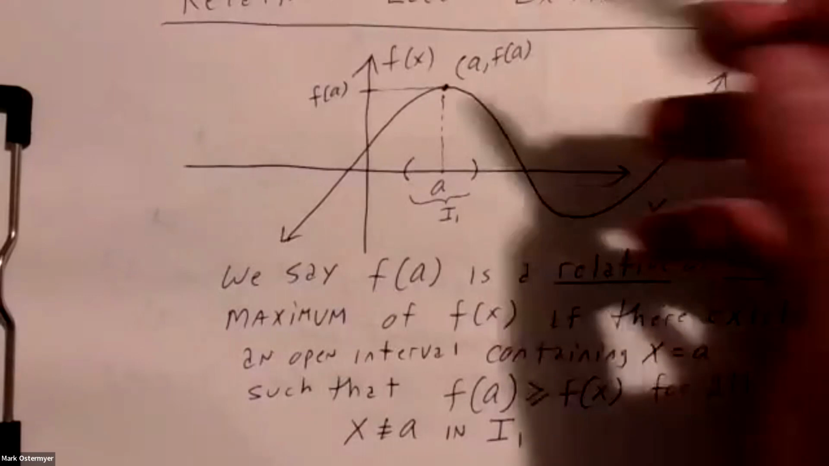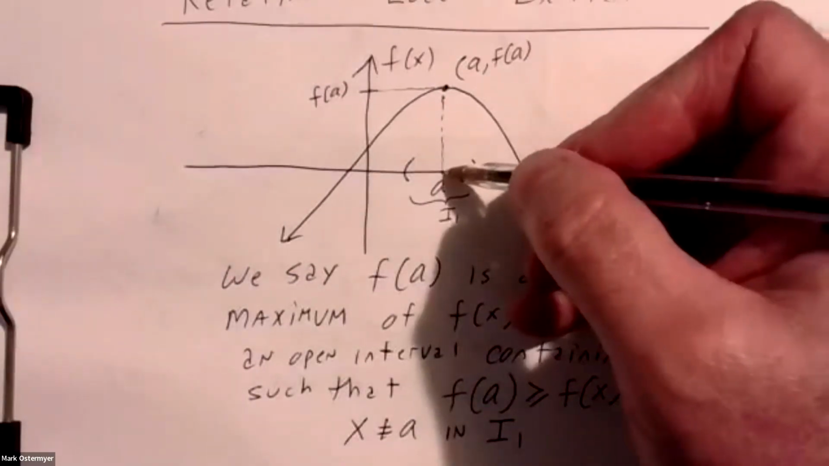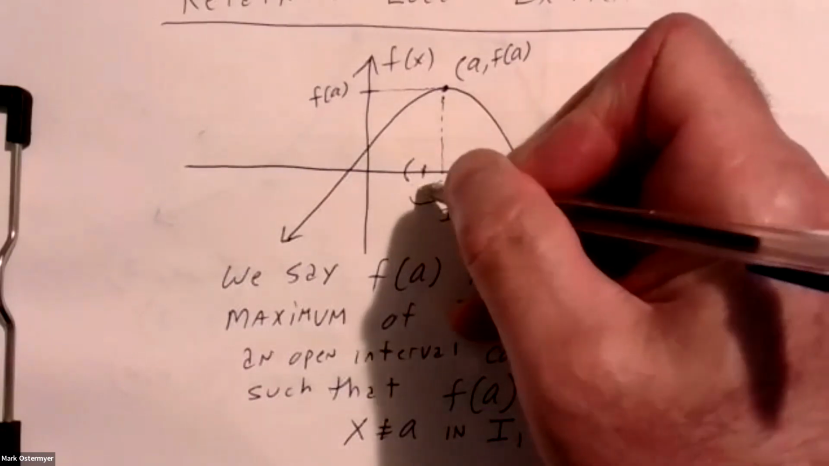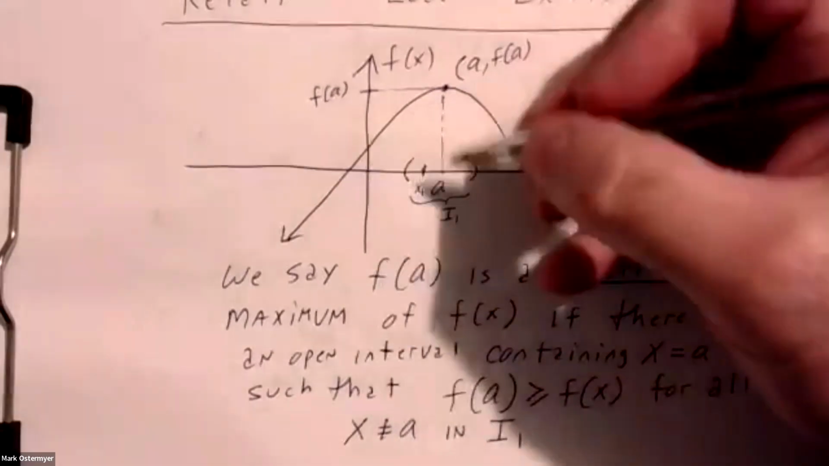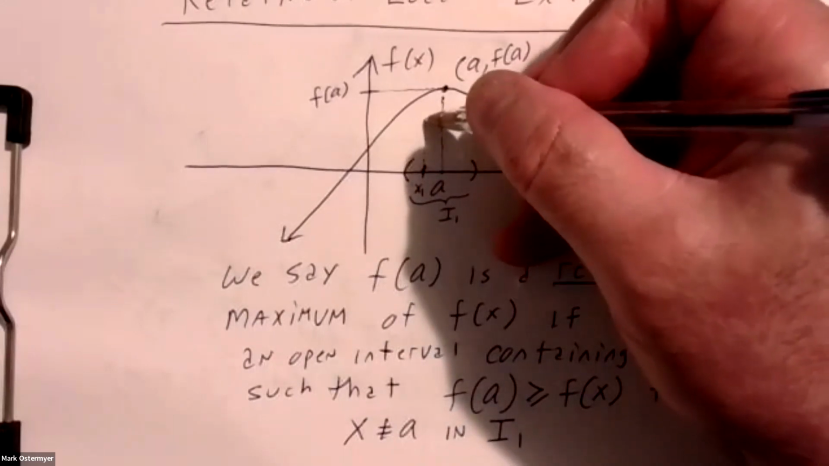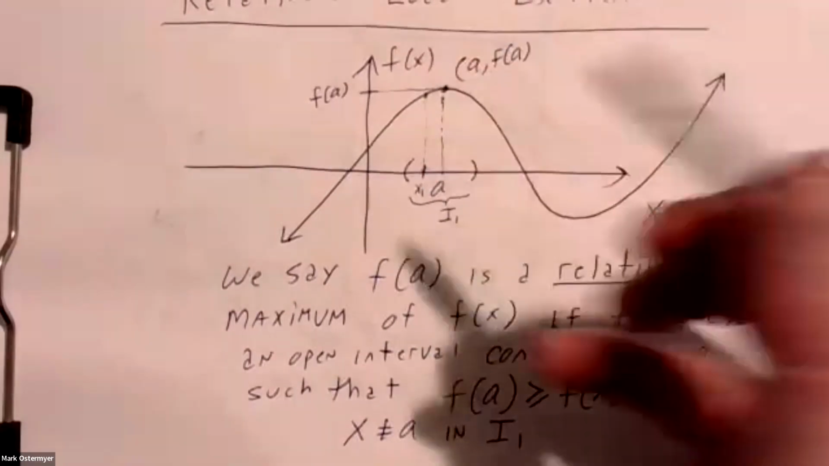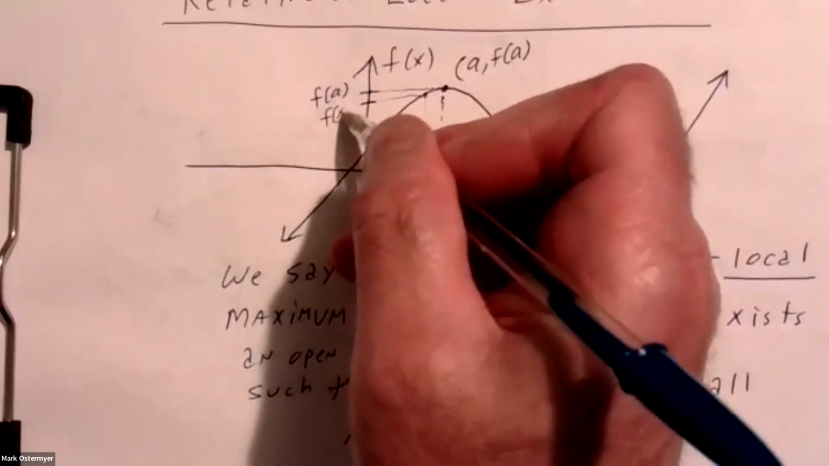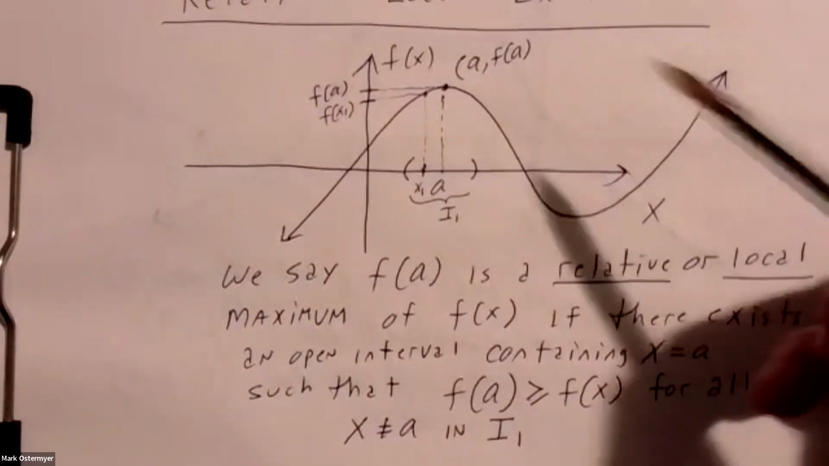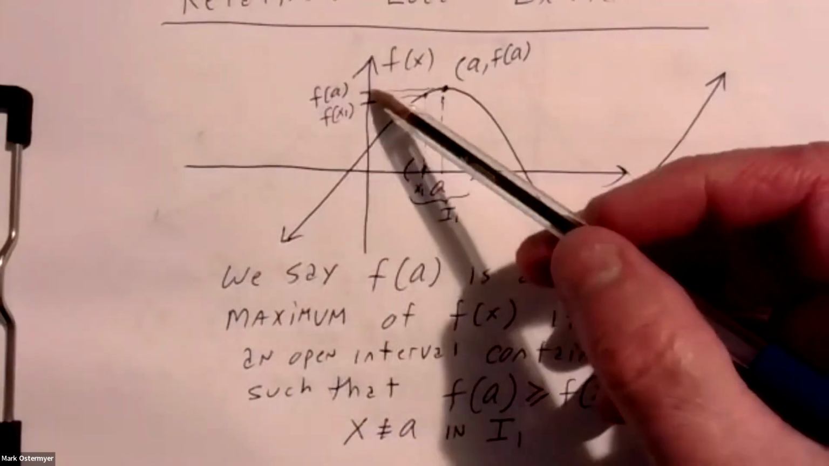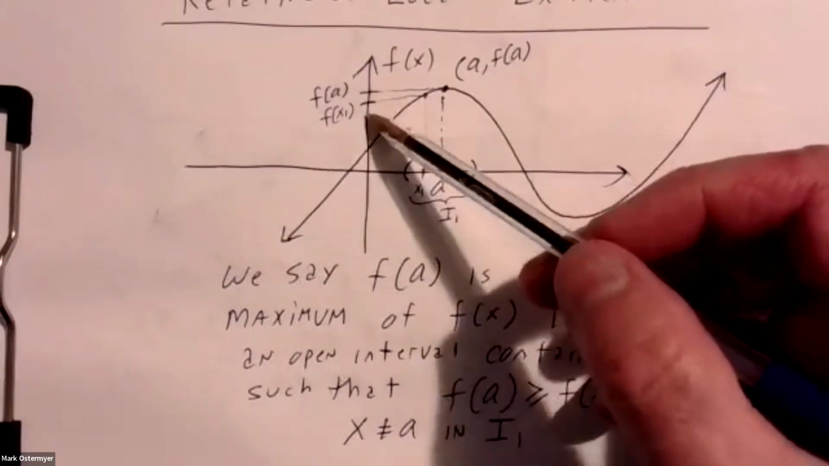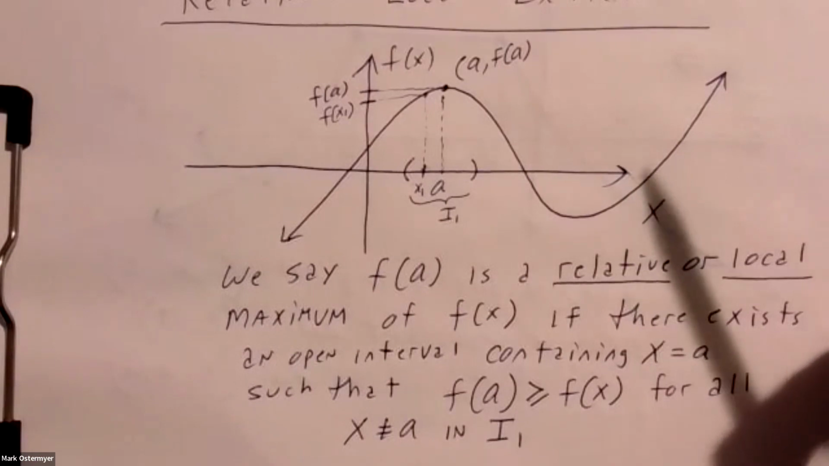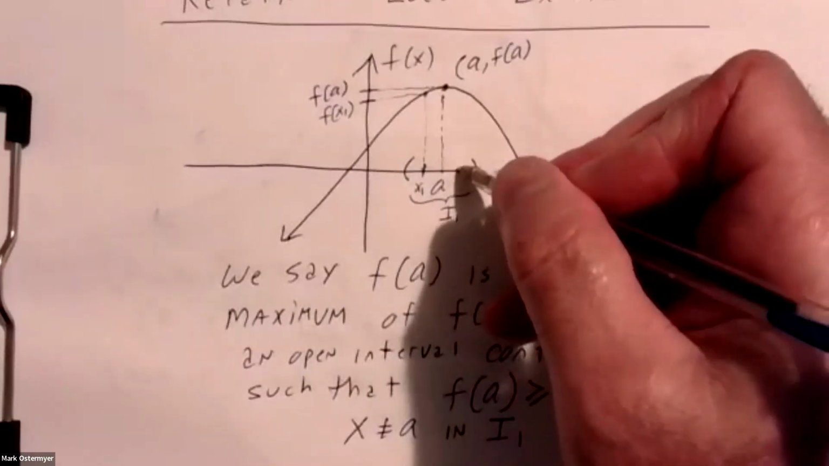So what's it saying? Well, if I choose some other value in this subinterval other than a, like x sub 1 here, and I project x sub 1 up until I hit the graph, right here, then project it horizontally back to the y-axis, I strike f of x sub 1 here. Do you agree, ladies and gentlemen, that f of a is greater than f of x sub 1? That's true, isn't it?